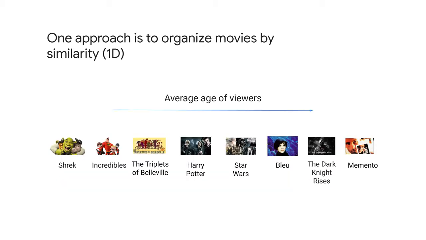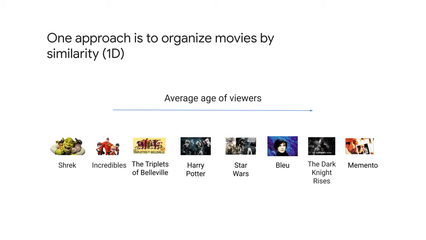One approach is to organize movies by similarity using some attributes of the movies. For example, we might look at the average age of the audience and put the movies on the line. So cartoons and animated movies show up on the left-hand side, and the darker adult-oriented movies show up on the right. Then we can say that if you like The Incredibles, perhaps you're younger or you have a young child, so we're going to go ahead and recommend Shrek to you.